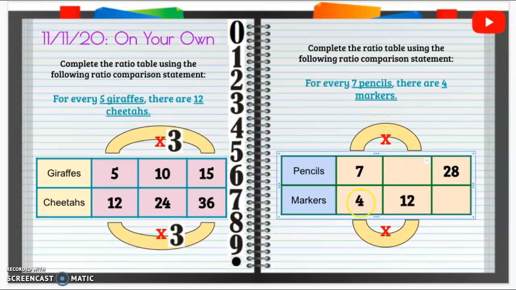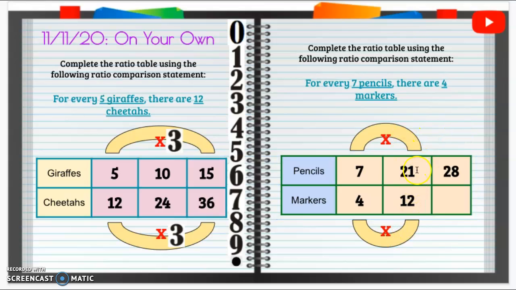Okay, so how do you get from 7 to blank? We've got a blank. So let's take a look at the bottom. 4 to 12. How do you get from 4 to 12? I know 4 times 2 is 8, but 4 times 3 is 12. So I'm going to do 4 times 3. What you do to the bottom, you must do to the top. 7 times 3, that's going to be 21. All right, so that's the first part.